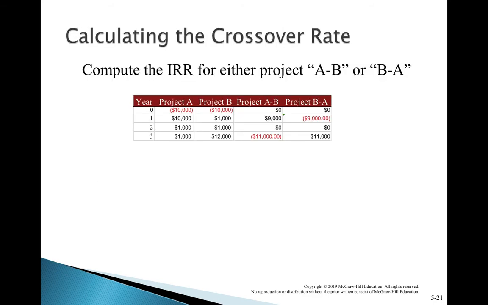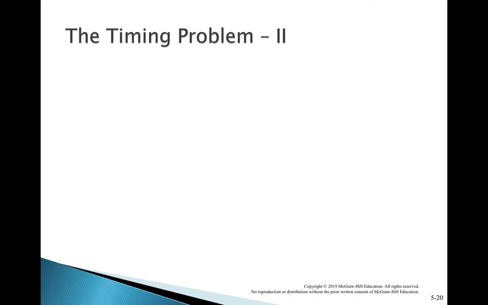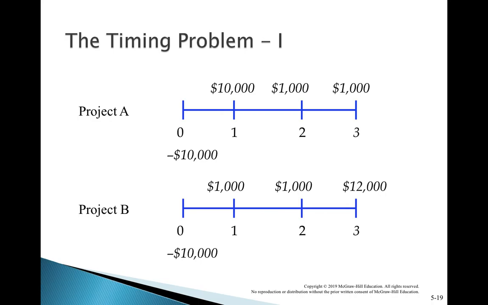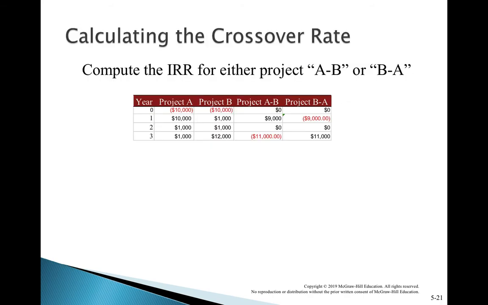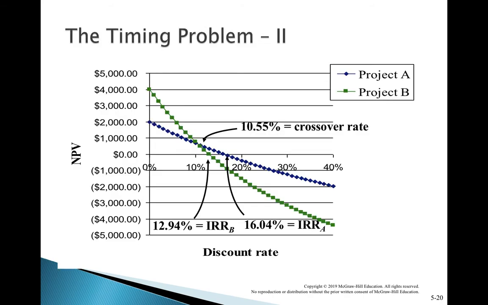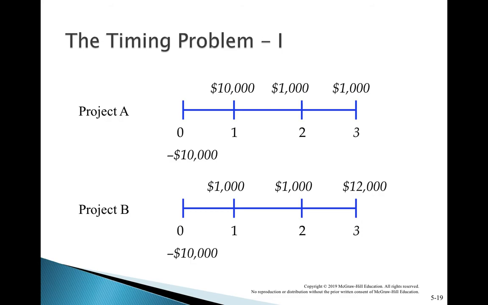And the last part of this IRR is the crossover rate. What is crossover rate? If you have two projects here, project A, project B. Project A, what is the cash flow pattern? You spend 10,000 and you get 10,000 first year, 1,000 second year, 1,000 third year. Project B, 10,000 you spend now, 1,000 first year, 1,000 second year, 12,000 third year. So you calculate the crossover rate because you are not sure which one is better, because the total cash inflows of B is better than A.